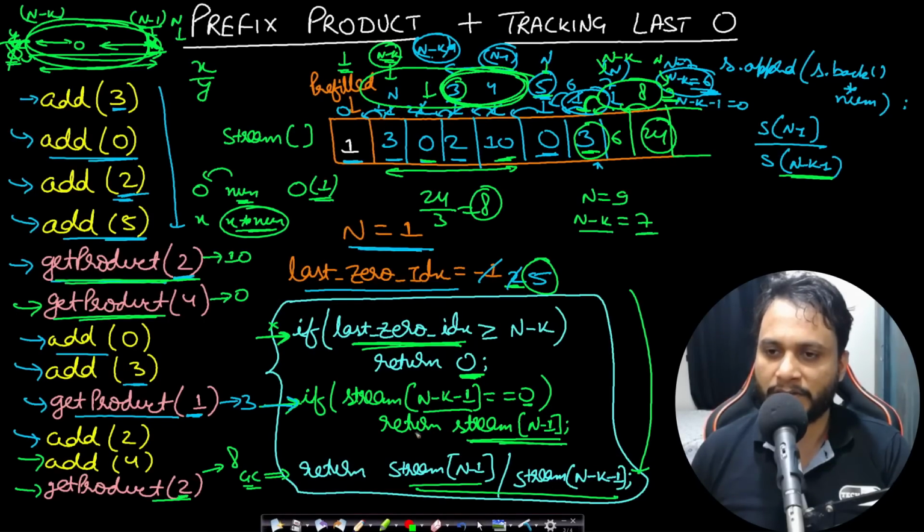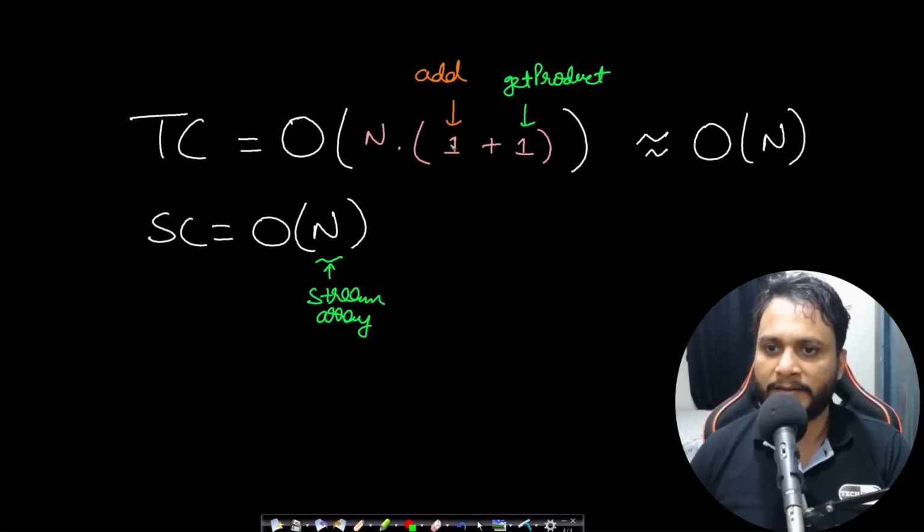This is the general case of division. Checking all these is order of 1, so get product is also order of 1. So each of the queries, add and get product, are both order of 1, and since we are doing it n times, the total time complexity is order of n. Since we can have a maximum of n items in insertion, the space complexity can go to order of n. I hope this was clear. Let's now look at the code.